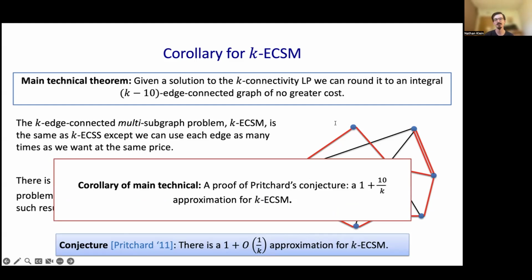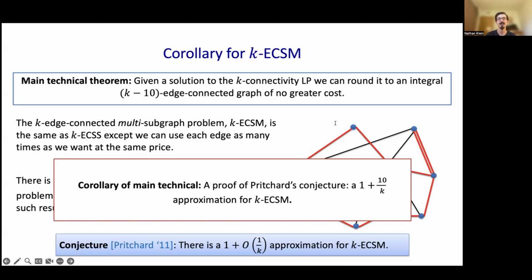Well, first we can solve the k connectivity LP, which is the same for KECSM and KECSS, except we just drop the upper bound on the edges for KECSM. Then given a solution to this LP, we scale every edge by a factor of 1 plus 10 over k. Now the graph is k plus 10 edge connected, and this is feasible for the KECSM LP because there are no upper bounds on the edges.